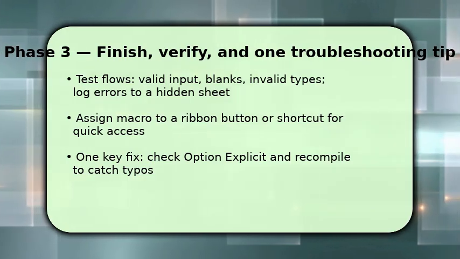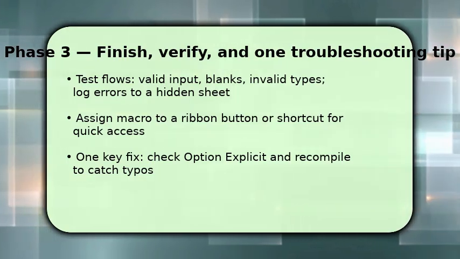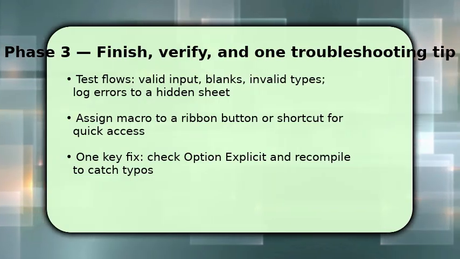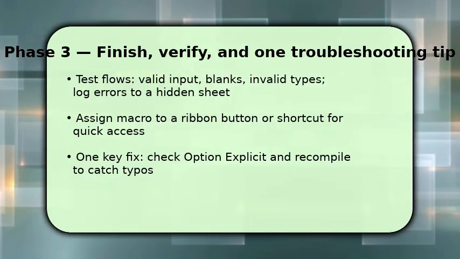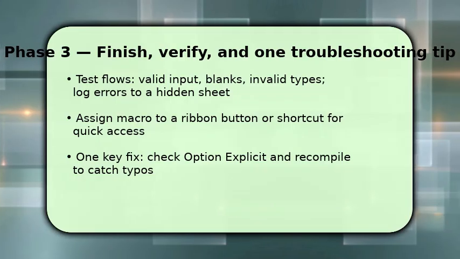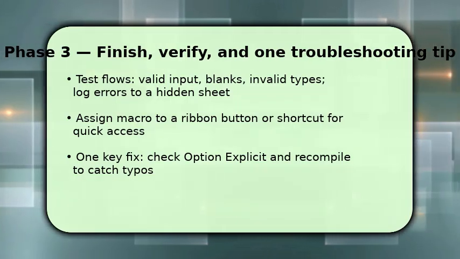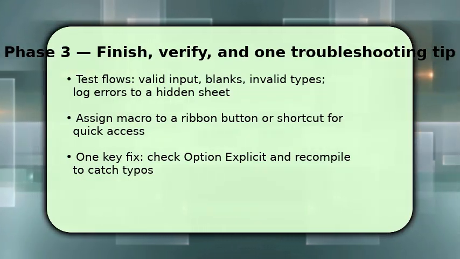If something breaks, the most common fix is to enable Option Explicit and recompile. This reveals misspelled names and missing variables. Make sure to save a backup copy before wide deployment to avoid accidental data loss.